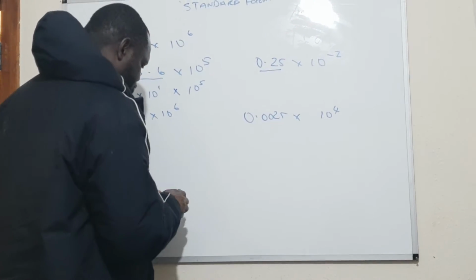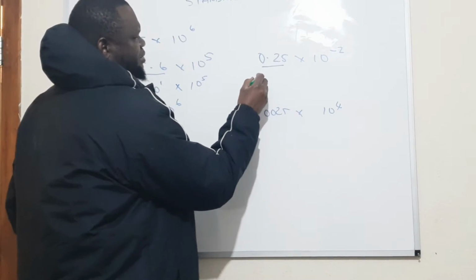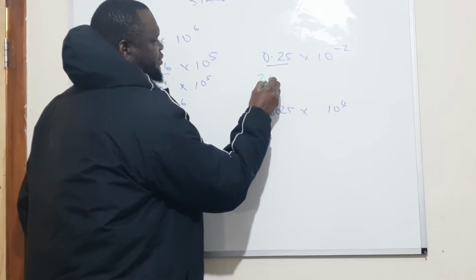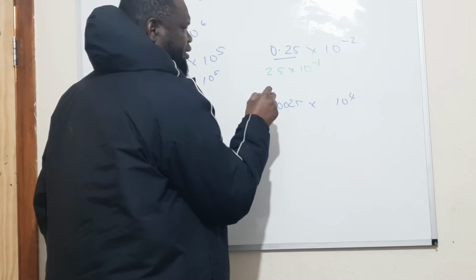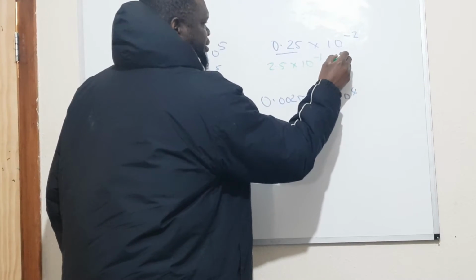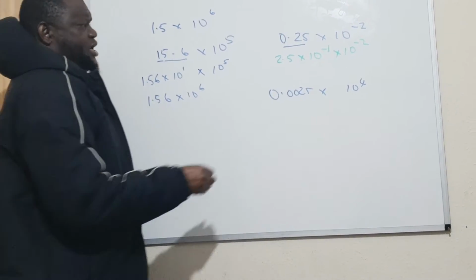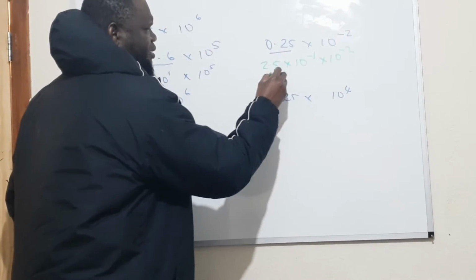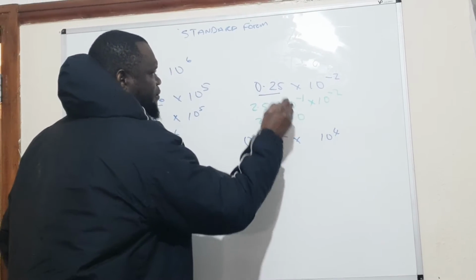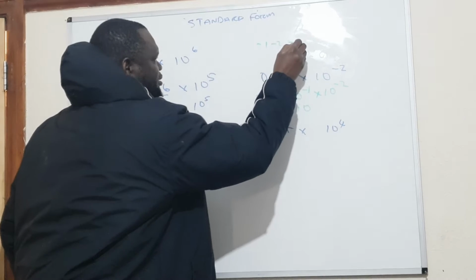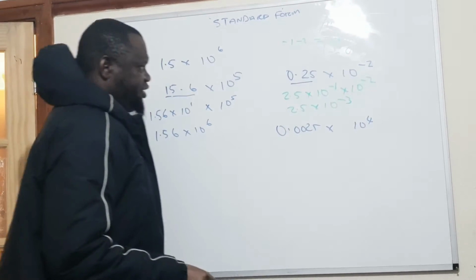Okay? So, let me show you what you're supposed to do. 0.25 to standard form will be 2.5 times 10 to the power what? Minus 1. Do you all know why it's minus 1? Times 10 to the power minus 2. You get it? Now, if you multiply, what do you do? You add the powers. So, this is 2.5 times 10 to the power what? Minus 1 minus 2 is minus 3. Do you see how we get it?